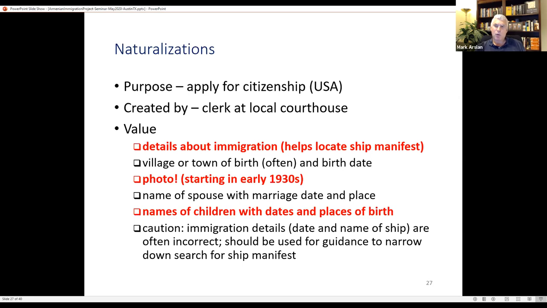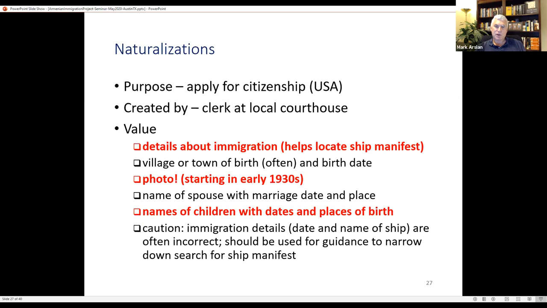Now, again, this might be 20, 30 years later, and many times they're guessing at their arrival date and the name of the ship. So I find they only get the name of the ship right maybe 25 to 50% of the time. They rarely ever get the date exactly right, but usually they're within a month or two. Usually they get the arrival port right, because that's something they probably wouldn't forget. But it really is the best thing for helping me find the ship manifest.